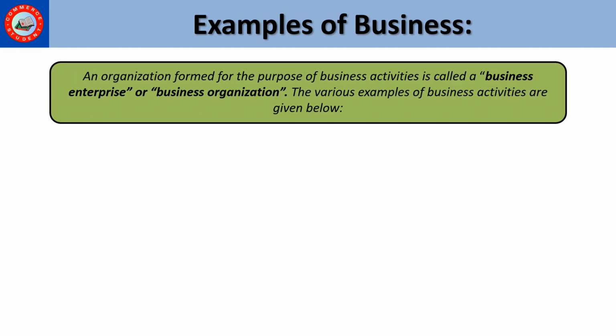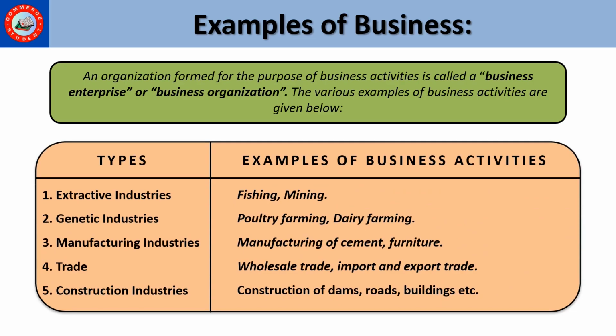Now let's take a look at some of the types of business and the activities that are performed there. For extractive industries, fishing and mining; genetic industries, poultry farming, dairy farming; manufacturing industries, manufacturing of cement, furniture, etc., and so on and so forth.